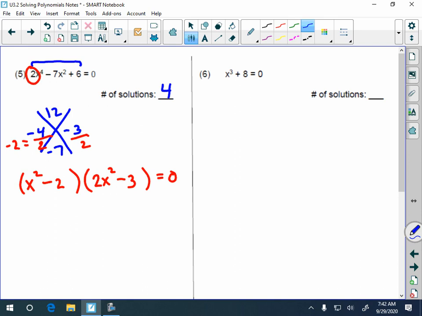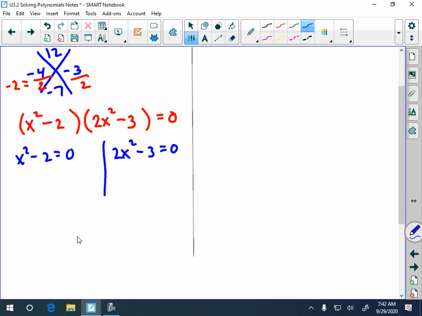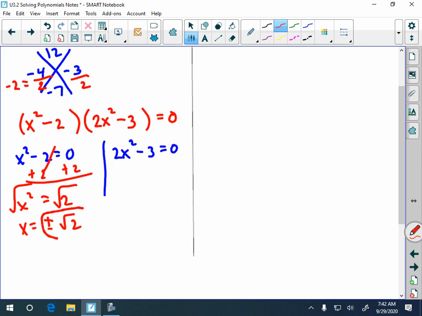Right, so now we can set those equal to 0. And we're just going to use the square root method for solving. All right, so I'm going to add 2. x squared equals 2. I'm going to square root both sides, so x equals plus or minus root 2. So there's 2 solutions. Then here I'm going to add 3.